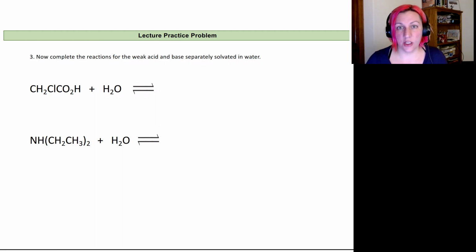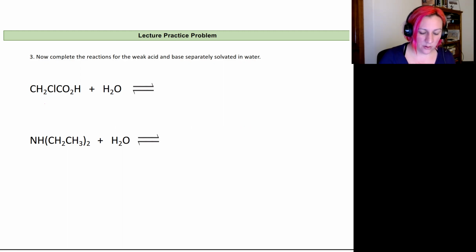Hopefully you've had a chance to try this problem on your own. This is similar to what we did before. We looked at these two molecules already, but we looked at them in a neutralization reaction. Now we're going to break them apart and add them each to water separately and look at the dissociation reactions. So, building off of what we did before, we already recognize that this is our acid and this nitrogen molecule is our base.